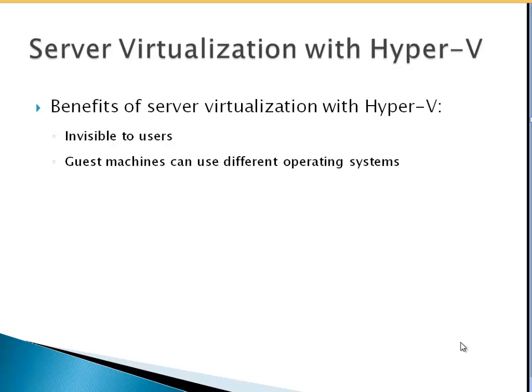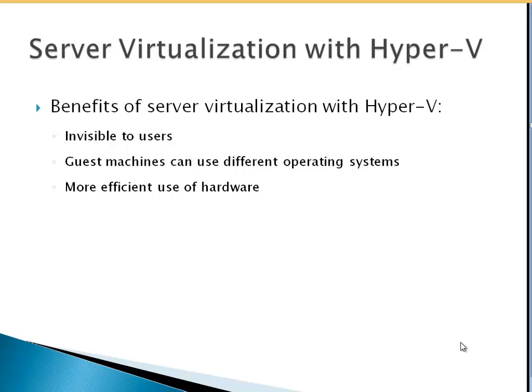Guest machines can use a different operating system, so you can install Hyper-V on one server. Then inside that server you can have different guest machines, like a Windows, Linux, or Apple virtual machine, running inside the server.